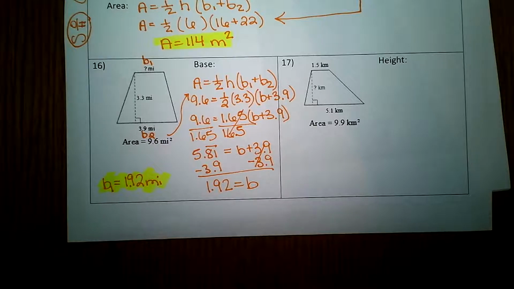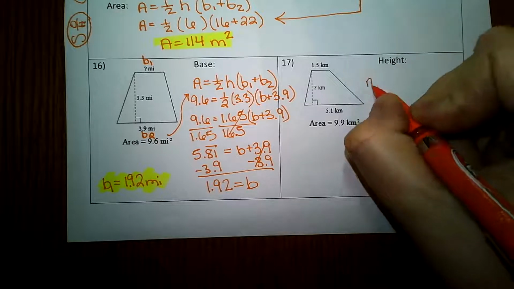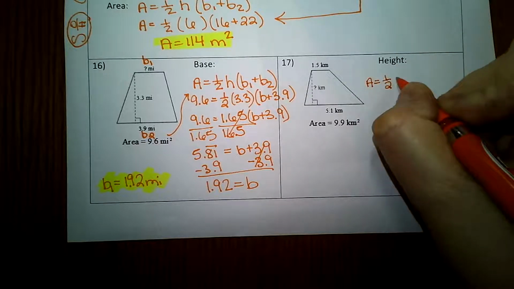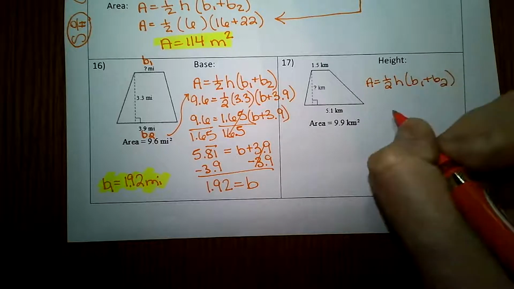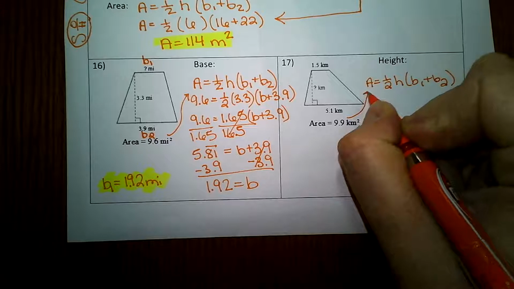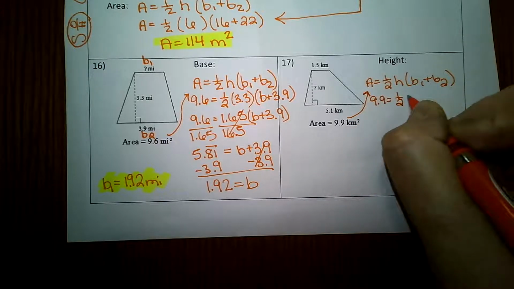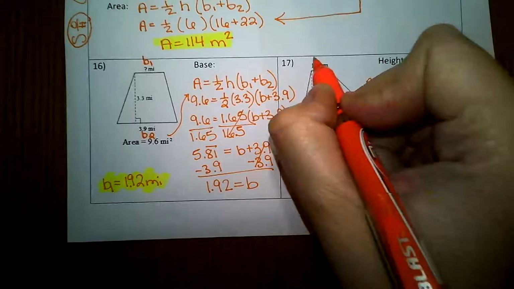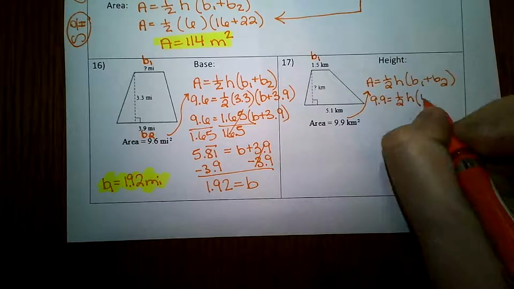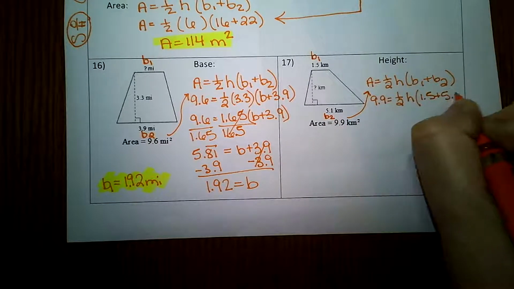So in this last example on this page, we're finding the height. So let's look at the area formula again. Area is equal to half of the height times the sum of the two bases. We're told the area is 9.9. That's equal to half, and we're trying to find the height. And again, our two bases are listed here. I'm going to call base 1, 1.5, and base 2, 5.1.